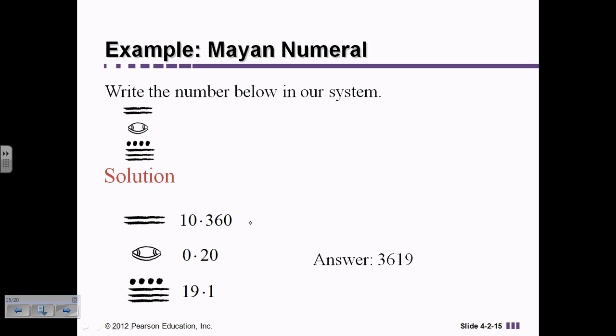So let's look at this. We want to convert this number into the Hindu-Arabic system. So the ones we already said were 5s. So we have 2 5s there, which is 10. And the 10s are in the third position that we have there. So we have 10 in the 3600 positions. We have, in this case, 0 in the 20s position. And we have 19 in the ones position. So we have 10 things in the 3600 position, nothing in the 20 position, and 19 things in the 1 position. So our number is 3,619.